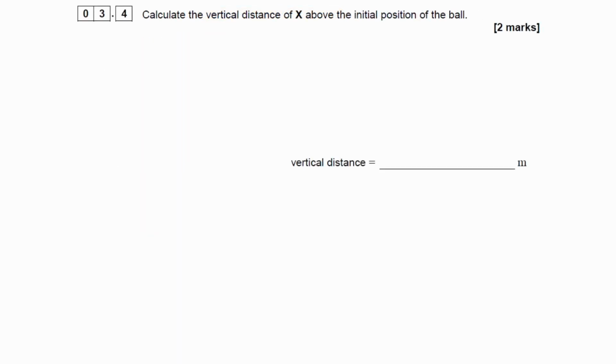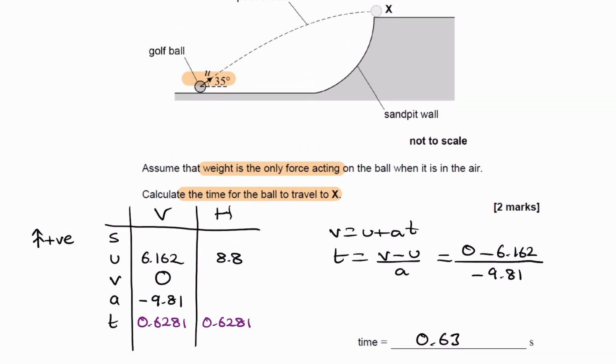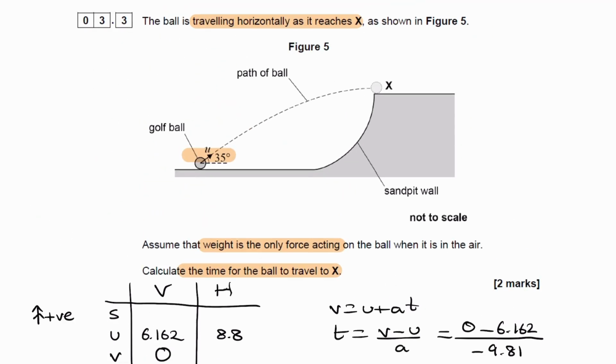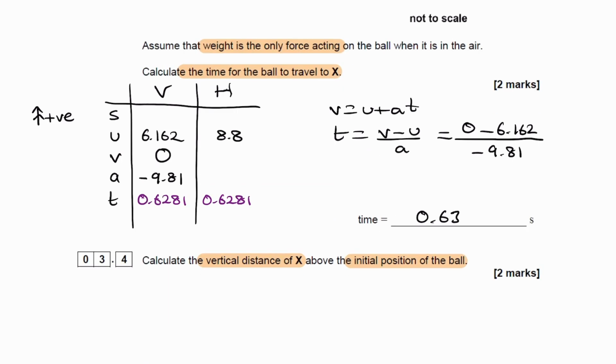This part is related to the previous one. We're using the same SUVAT quantities. We want to now work out the vertical distance of x above the initial position of the ball. So we can use the same SUVAT table because we are considering the same start point and end point. We're still considering going to point x over here. So our SUVAT table remains the same, and now we are trying to work out what the vertical distance of the ball would be at point x, so this quantity here.